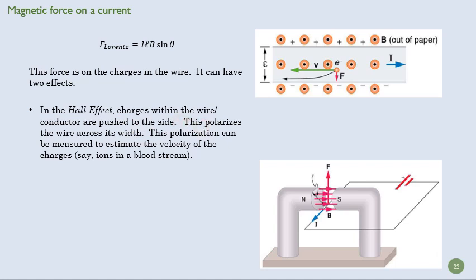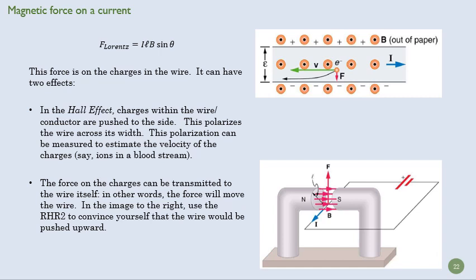And this polarizes the wire across its width, right? So if my flow is through here, my electrons are pushed this way. I'm going to have a polarized wire. And then I can take a voltage measurement from this side of my wire or my channel to that side, and I can estimate the velocity of those charges moving by. And so this is the example of a blood stream. If this were blood moving through and we pushed the negatively charged ions to this side of the bloodstream, we could figure out the voltage across it and figure out the velocity of the blood flow there.